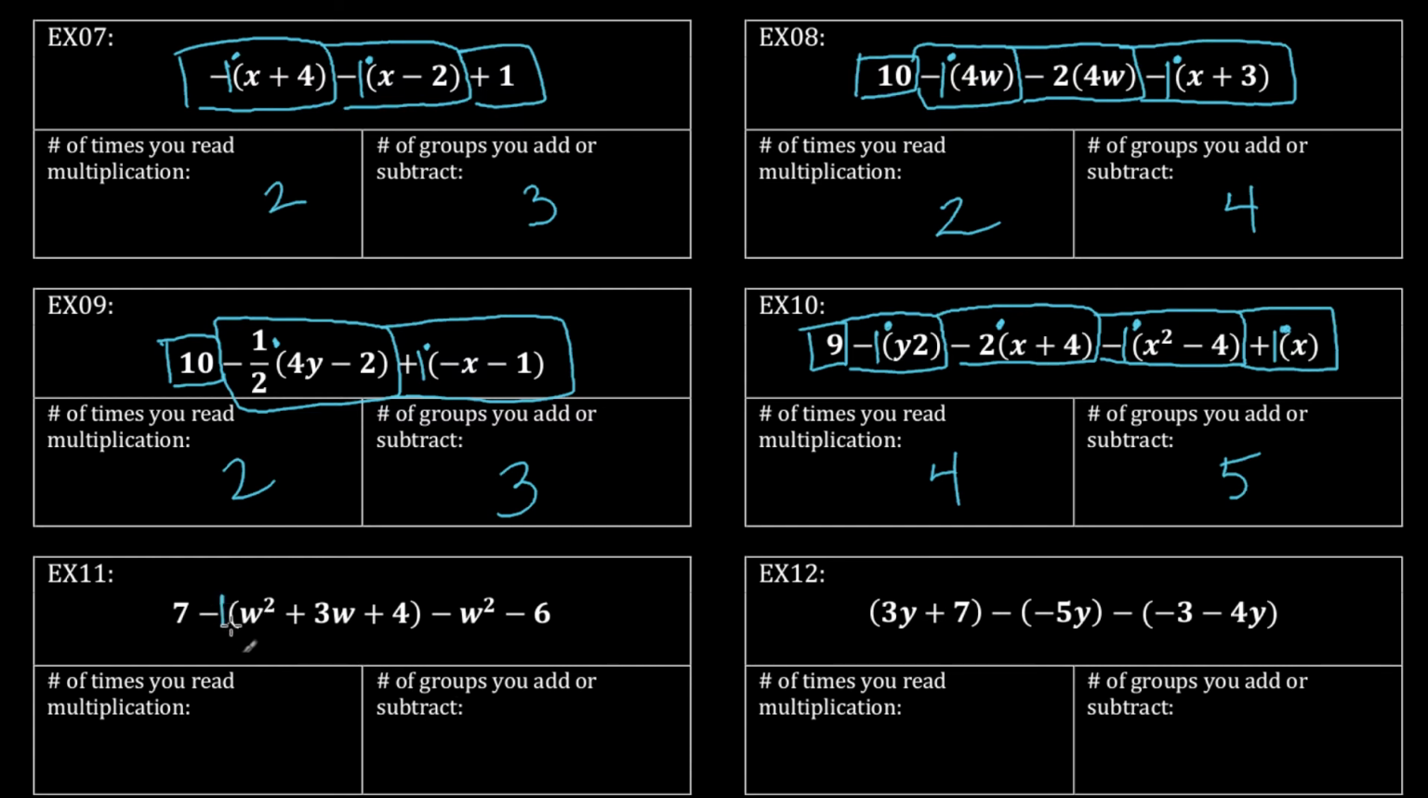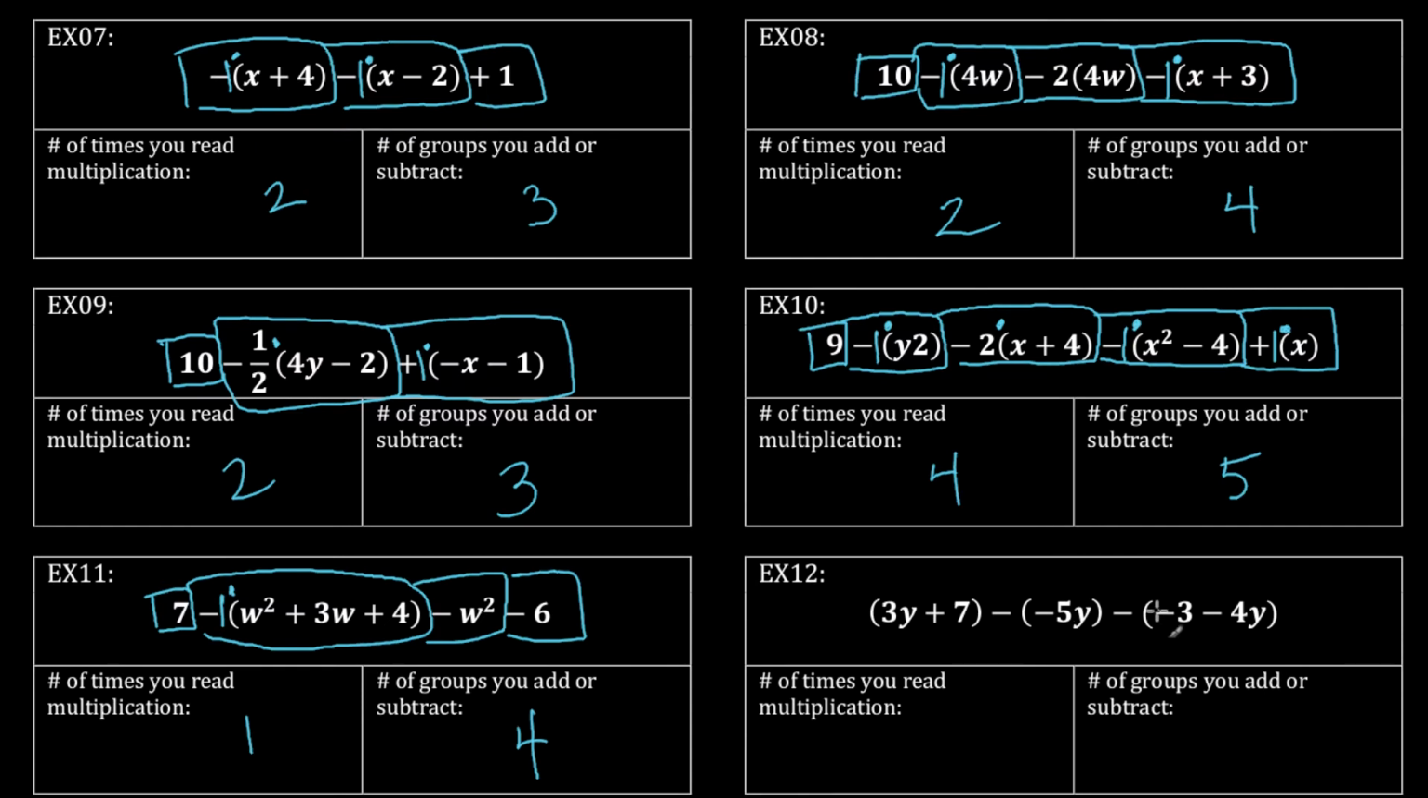So I'm going to write my 1 here. I'm going to look for my multiplication. Okay, so I start off with 7. I take away w squared plus 3w plus 4. I take away w squared, and then I take away 6. So I multiply that 1 time, and I have 1, 2, 3, 4 groups.